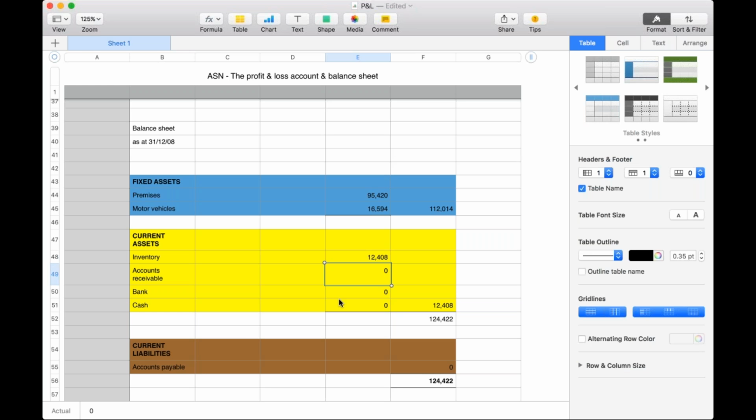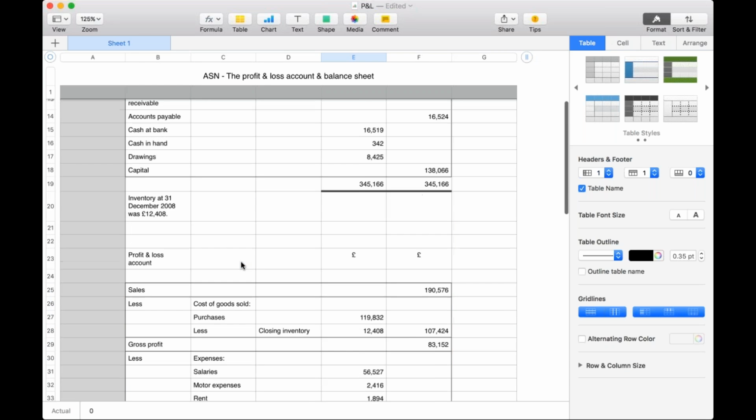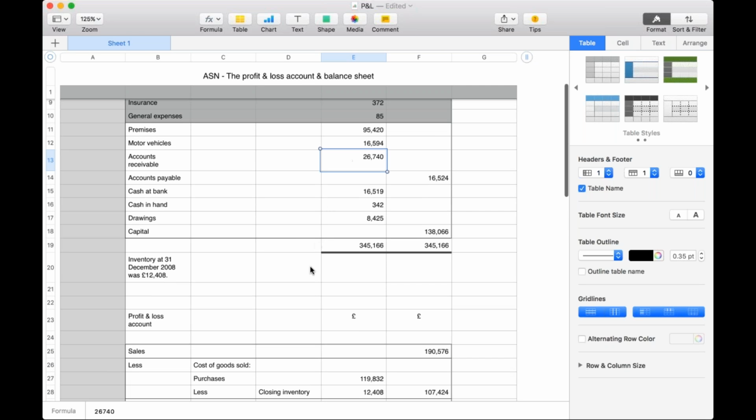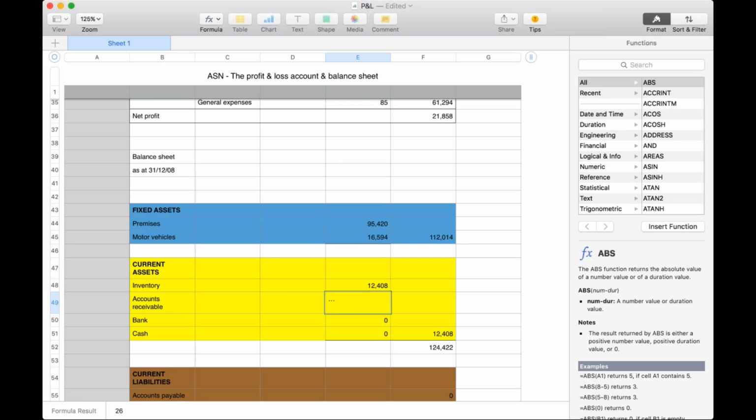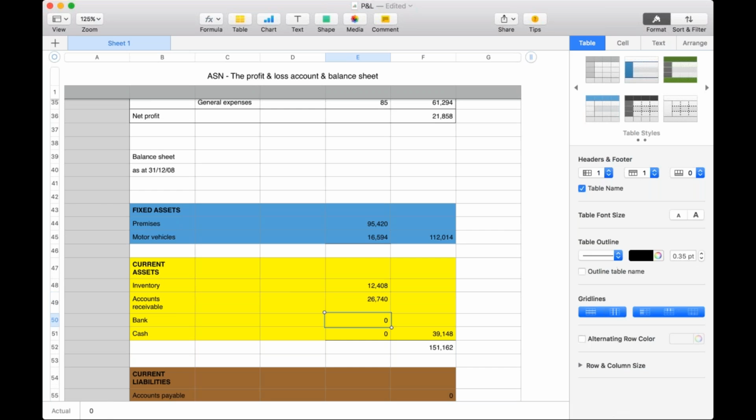Now the next three accounts, we've got accounts receivable. So you might know that as debtors. That's the amounts of money that our customers owe to us. So we're going to go back to the trial balance and we're going to find accounts receivable, which is there. So our total debtors, if you like, were 26,740. So I'm going to enter that in here, 26,740. There we go. Okay.